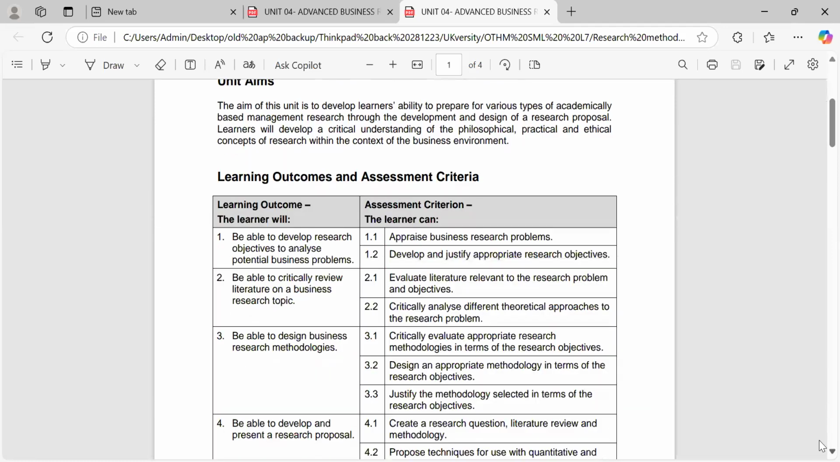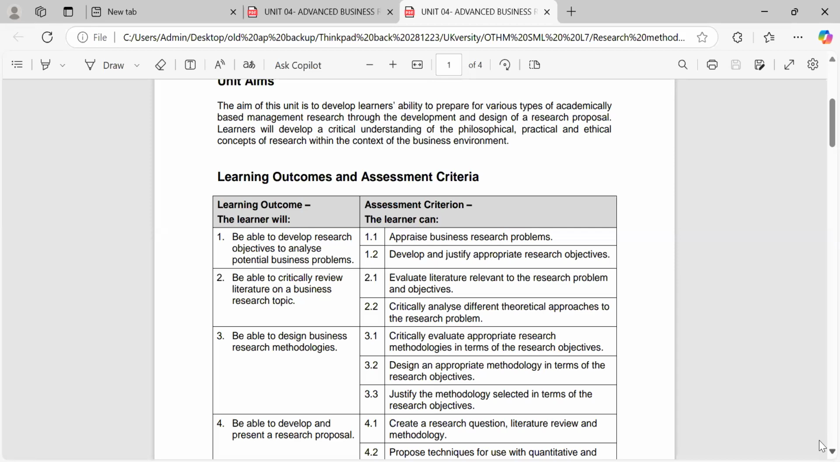The aim of this unit is to develop the learner's ability to prepare various types of academic management research and to design the research proposal. So we'll discuss how we can design the research proposal. Learners will develop a critical understanding of the different philosophies, which will go through different methods, practical and ethical. Ethics are the moral principles and concepts of research within the context of the business environment. So those are the key things we'll discuss.